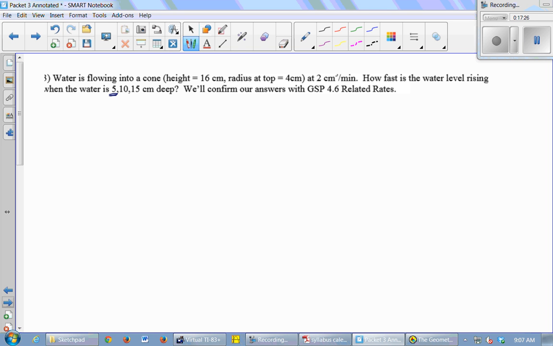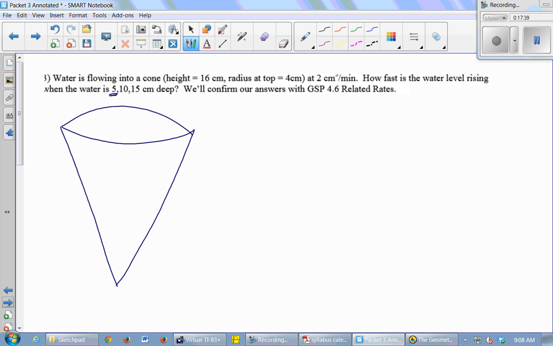So water's flowing into a cone. So I got to draw myself a picture. I'm going to make a cone. The best advice I can give you is to draw big pictures. Make them real big so that you can put in all the detail and not get lost. Okay, so there's my cone.